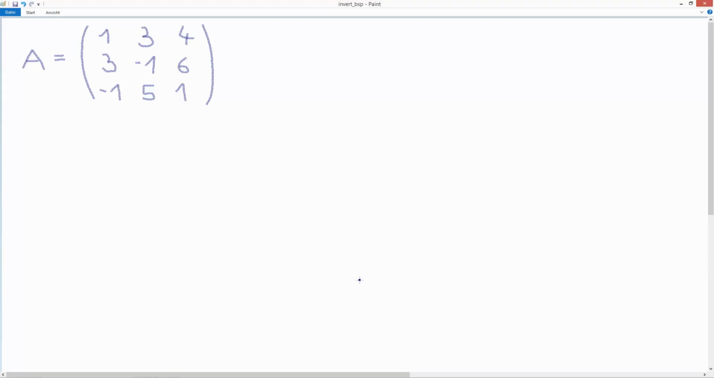In this video I want to show you how you can invert a matrix by using the cross product. Let's take a look at the following example. The task is to find the inverse of the matrix A. The first thing we have to do is to transpose the matrix A, like that.